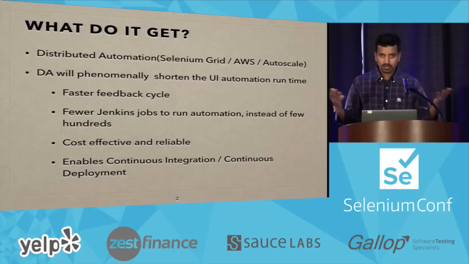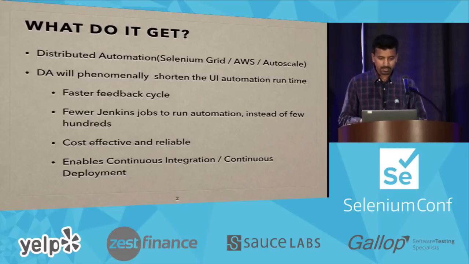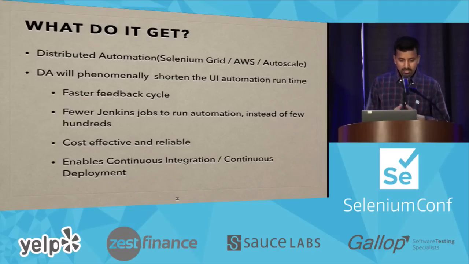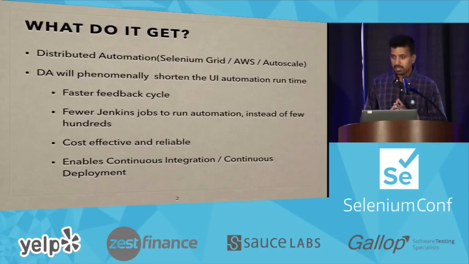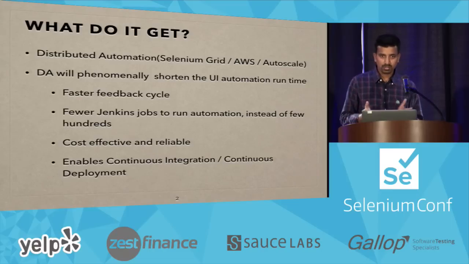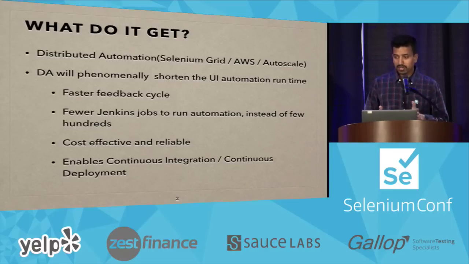At the end of the day, you travel from different parts of the country and the world. What are you going to get from this presentation? Distributed automation will phenomenally reduce the UI automation runtime, which in turn will benefit with a faster feedback cycle, fewer Jenkins jobs to run automation instead of a few hundred, cost-effective and reliable, and the main important thing is it enables continuous integration and continuous deployment.